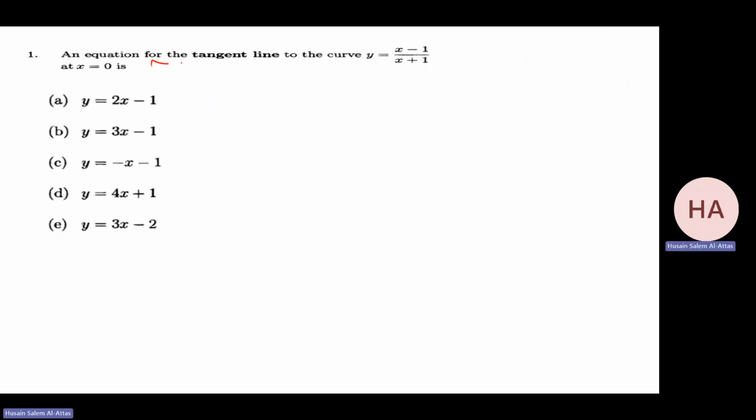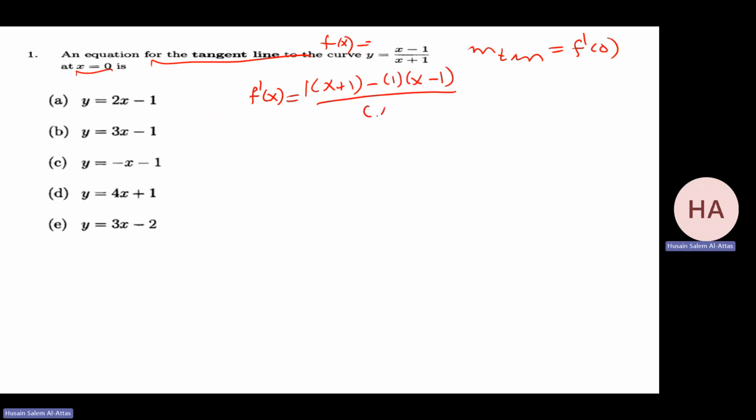An equation of the tangent line for this curve at this point. So it will be the slope of the tangent. If this is f of x, it will be f prime at 0. So I need first to find f prime, and that is just a quotient rule. So it will be 1 times x plus 1 minus 1 times x minus 1 over x plus 1 squared. In other words, it's 2 over x plus 1 squared. So that implies f prime at 0 is what? 2.